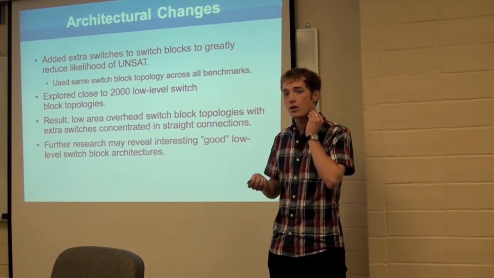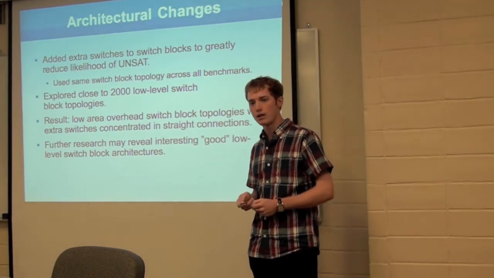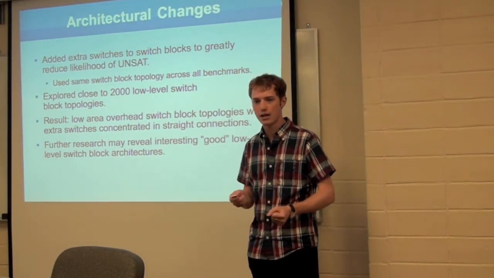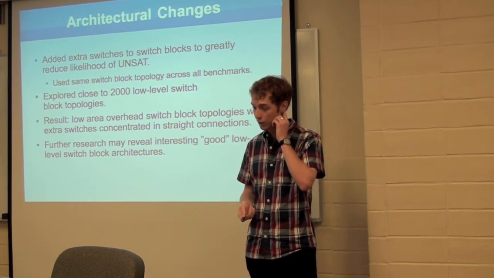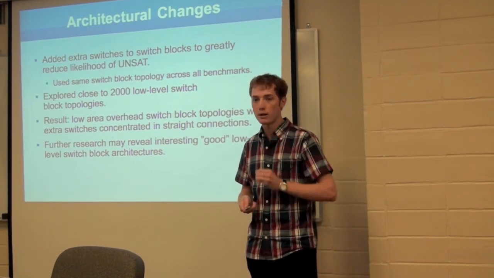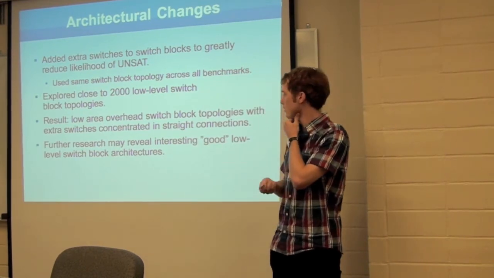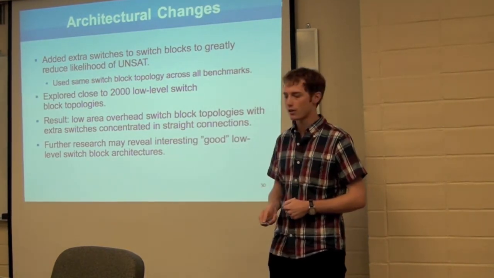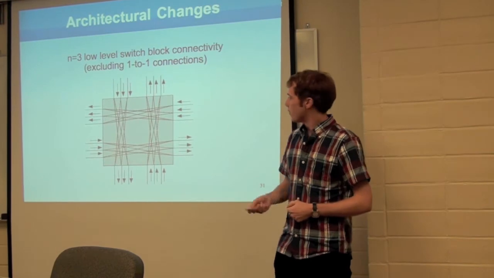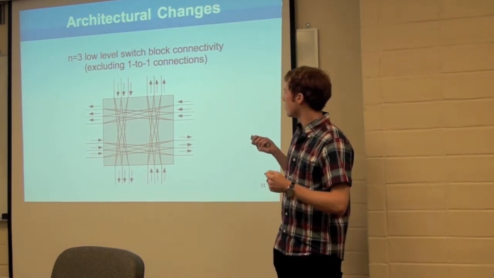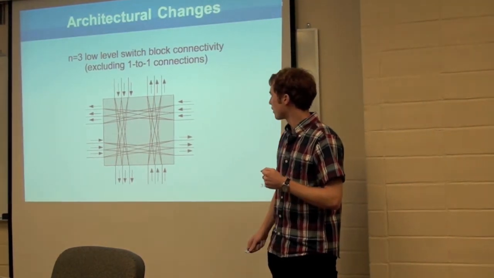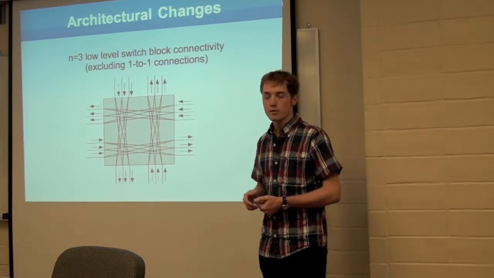And what we found was that there were actually some low area overhead switch block architectures that get SAT across the board, and they're quite good. We might still look into more than 2,000 switch block architectures, to see some more good ones. But this is just one example of the switch block architecture that we got for n equals 3.